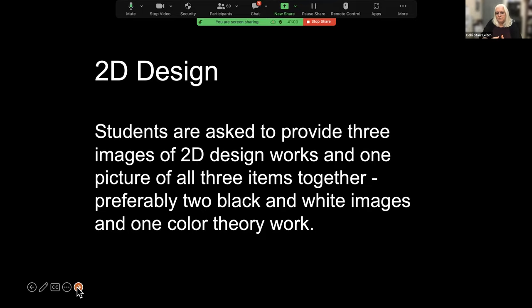We're asking pretty much for two of them to be black and white and one color, or we can have one black and white or one color theory, and then the other one can be somewhat color as well. But your color is not just going to be picking a colored picture. It's going to show that you've had some color theory practice.